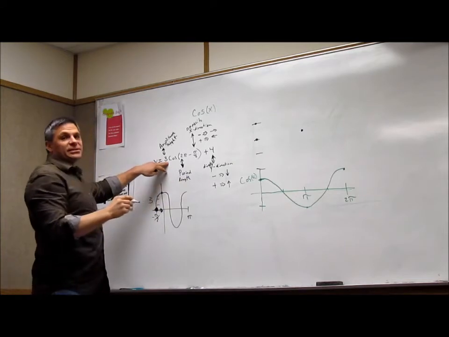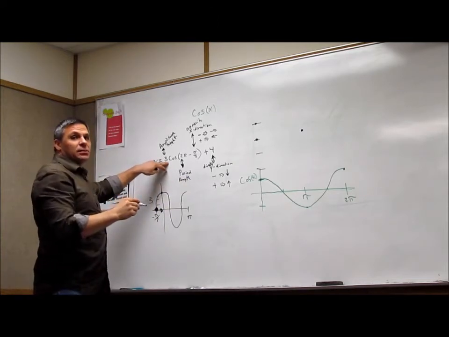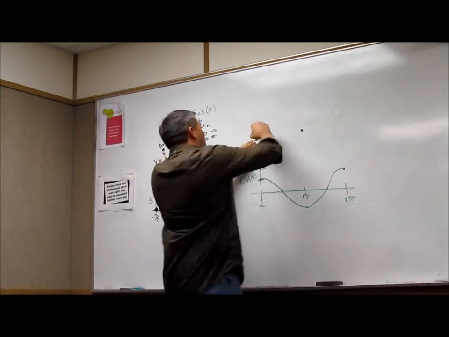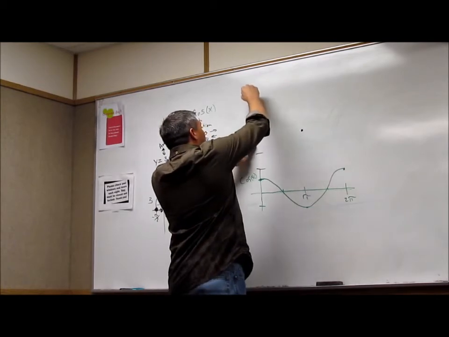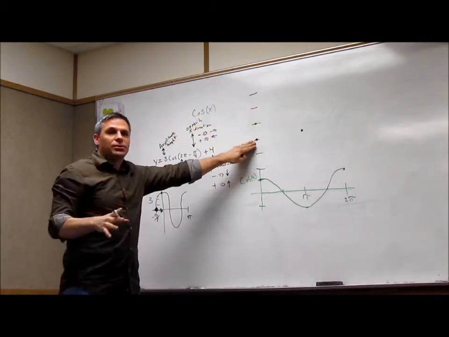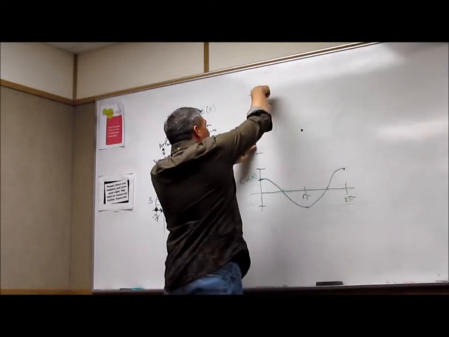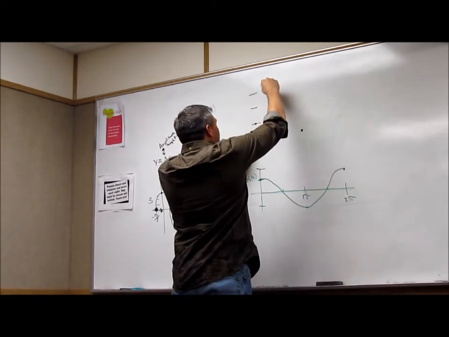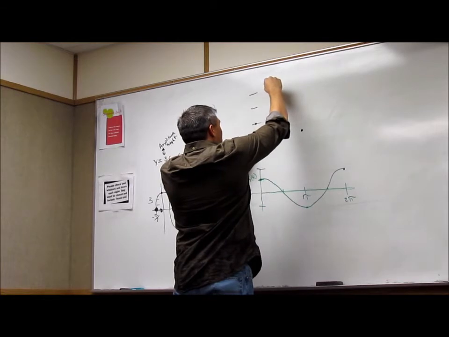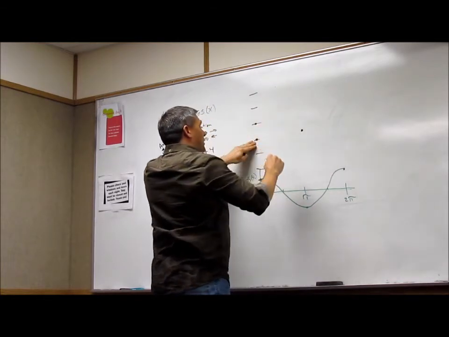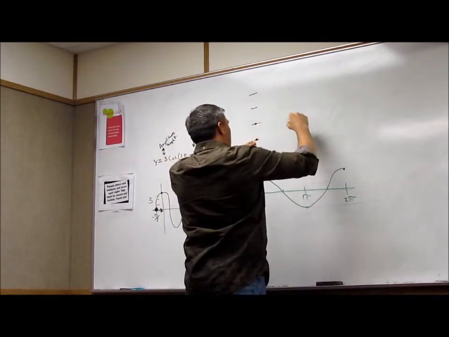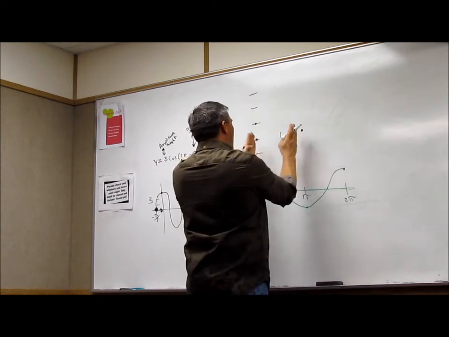My period is still going to be 3, right? So now I got to go up 1, 2, 3. Or my amplitude is going to go 3, so I got to go up 3. 1, 2, 3, right? So I'm going to go there. But I have to do it all within here.